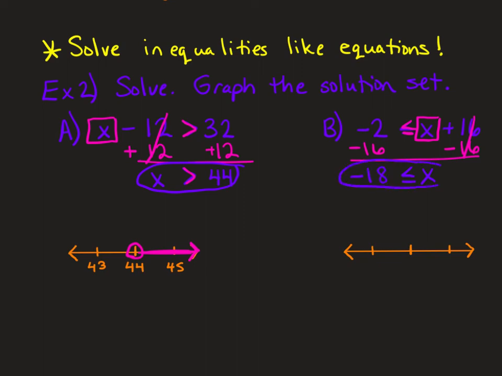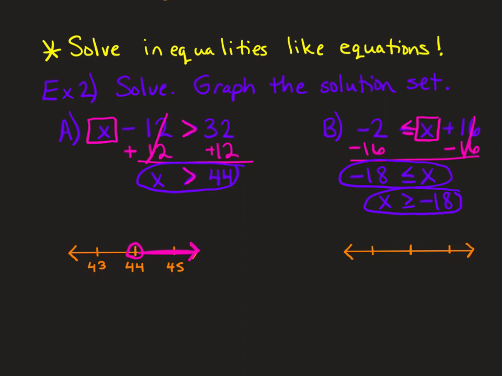So I've got my answer, but I would like to write it where my variable is on the left side. So I'm going to swap sides, and when I do, I'm going to swap around my inequality symbol, because negative 18 is less than or equal to x. It's the same as saying x is greater than or equal to negative 18.